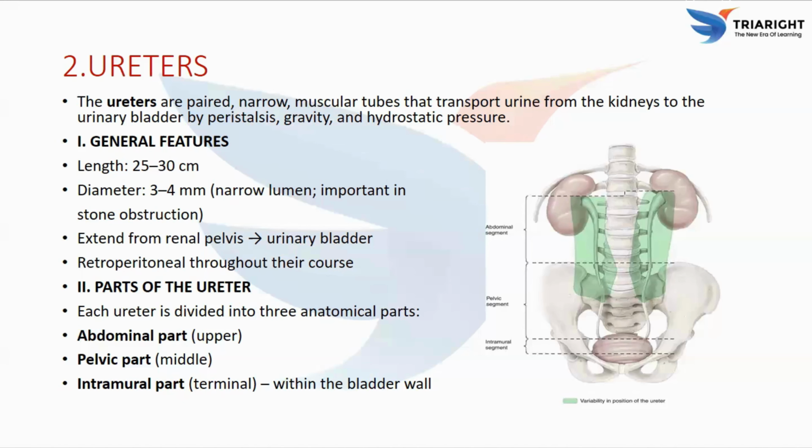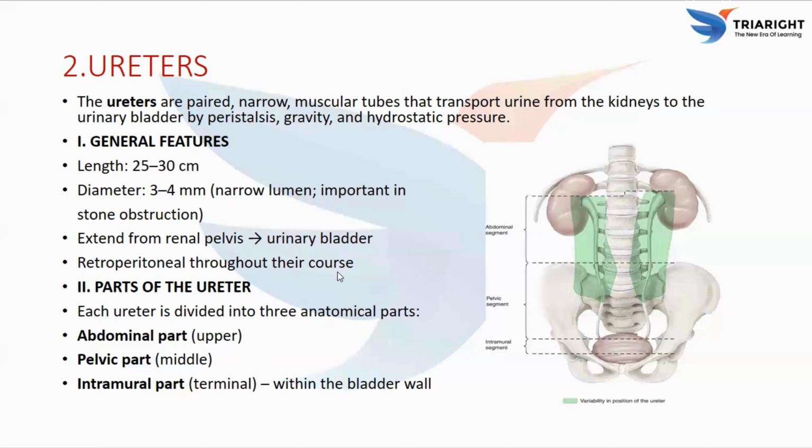Ureters do not depend only on gravity; they actively push urine to the bladder. The ureter extends from the renal pelvis to the urinary bladder. It starts at the renal pelvis, which is a funnel at the kidney end, and ends at the posterior side of the bladder.